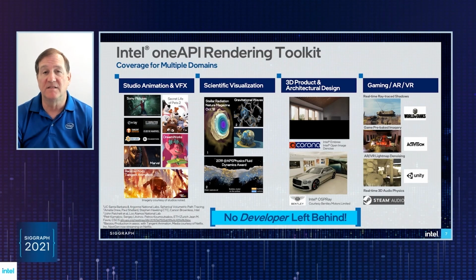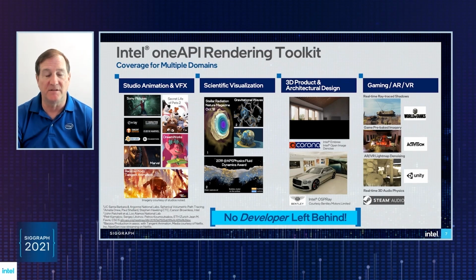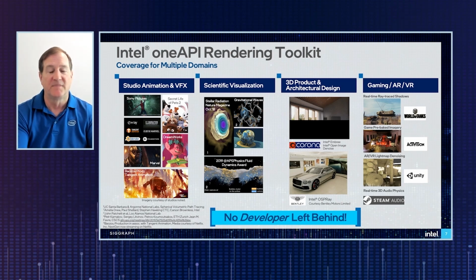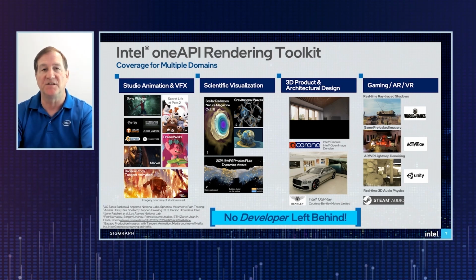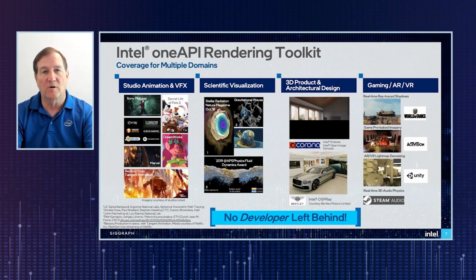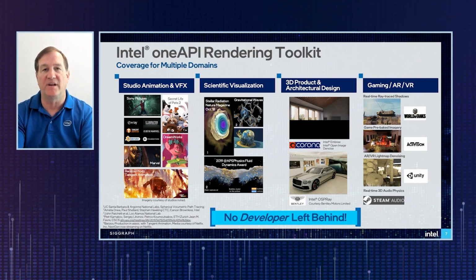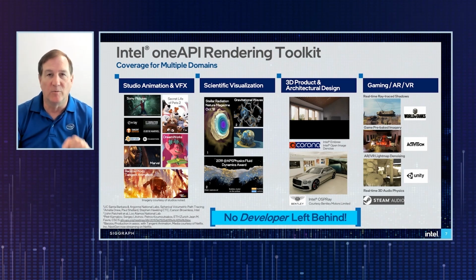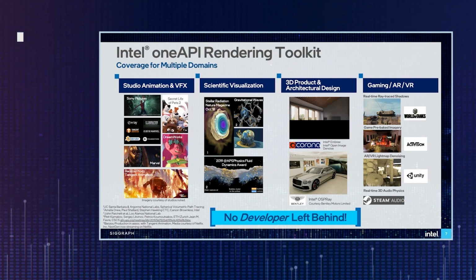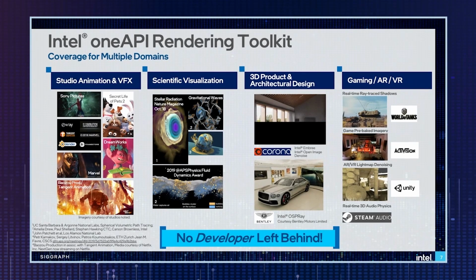Rendering Toolkit is built to be general and flexible. So it's not just film. It's not just scientific visualization. These are built to be core libraries and capabilities and components that can deliver what's needed for multiple domains. As I said, film, animation, visual effects, heavy use of Embree, and very soon OpenVKL you'll see used more and more often. Scientific visualization, OpenVKL, Embree, Open Image Denoise, 3D architectural design.